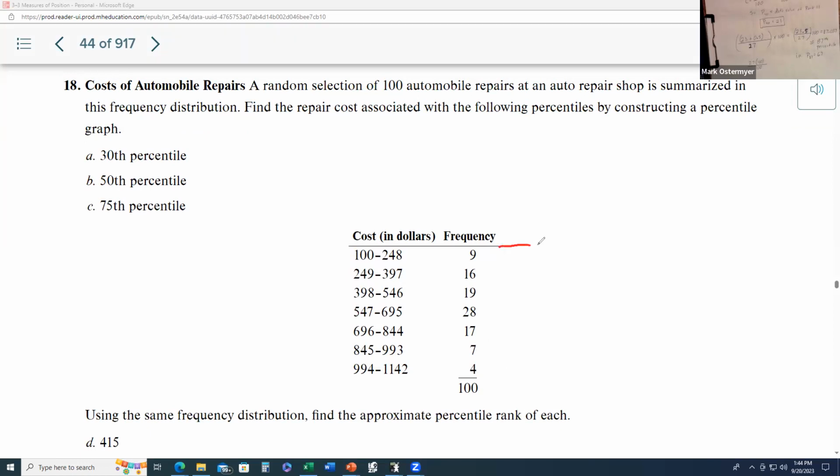What we're going to do is add on another column here, and it's going to be called the cumulative frequency column. So I'm going to add on another column here. This is the cumulative frequency column. Okay.